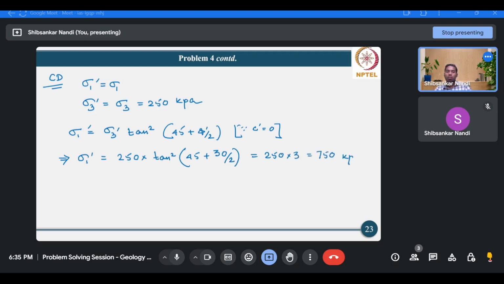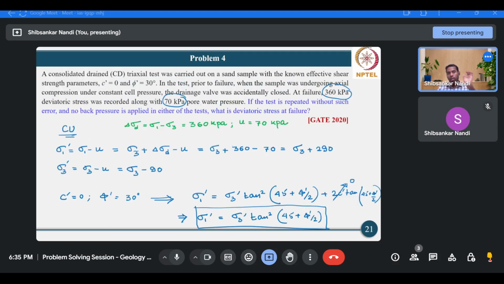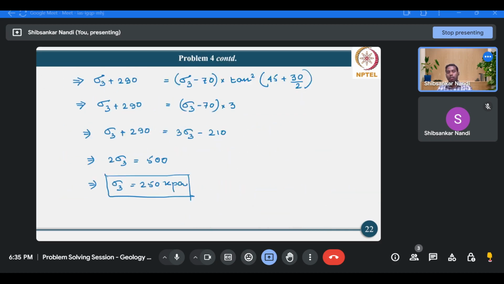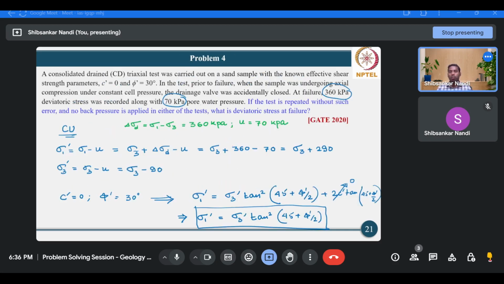That is 750. So therefore the deviator stress would be sigma 1 minus sigma 3, which is 750 minus 250, that is 500. And this is the answer. So the trick was in determining the confining pressure. Once the confining pressure is known, you can easily calculate the deviator stress at failure for the actual consolidated drained test.